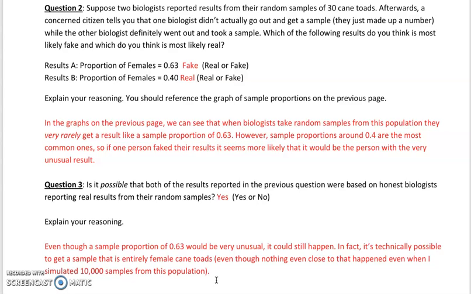I said that there's thousands and thousands of cane toads in this population, and I'm randomly selecting 30 of them. So as long as more than 30 out of those several thousand are female, it's possible that I could get all female cane toads in my sample. So any proportion is technically possible.